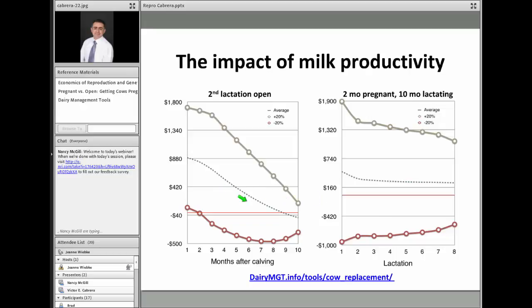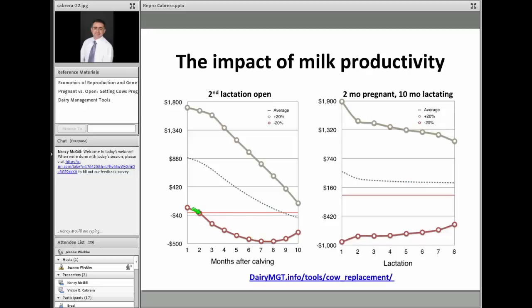And you can see how much of a difference it will make. For example, if we have a second lactation cow open, this is 20% more production on this cow than the average cow. And if it is 20% less production than the average, you can see how much lower her value would be.